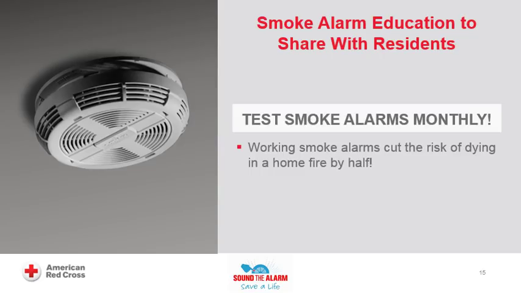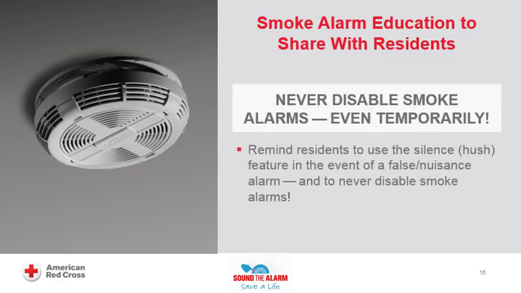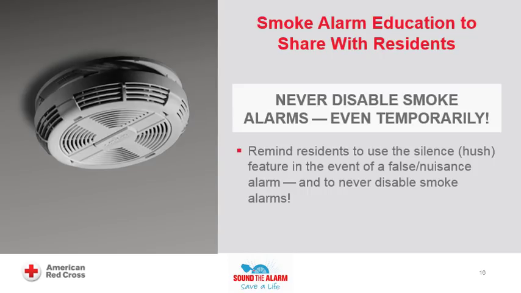Test smoke alarms monthly. Remind residents to test all smoke alarms monthly to make sure they're in working order. Working smoke alarms cut the risk of dying in a home fire by half. Never disable smoke alarms, even temporarily. Remind residents to use the silence, hush feature in the event of a false nuisance alarm. Never disable smoke alarms, even temporarily, because then they would not be able to provide a life-saving alert in the event of a home fire. If residents experience frequent false nuisance alarms, they should consider relocating the unit to another location.